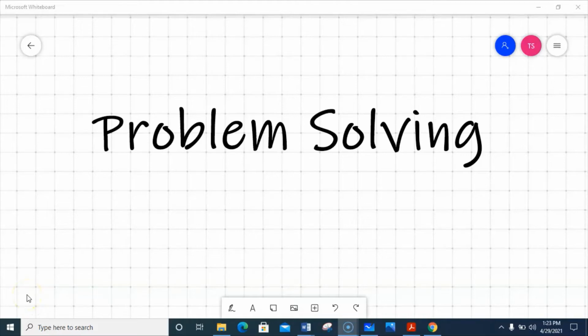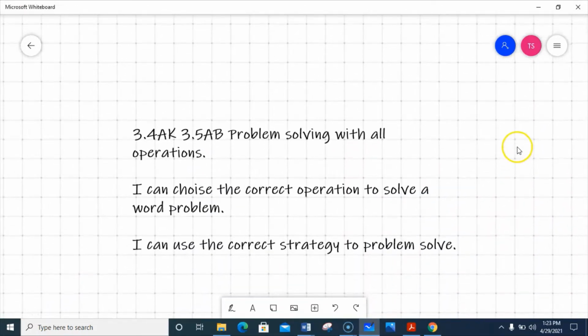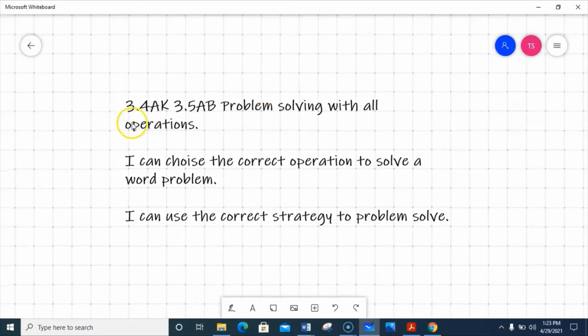We're going to be talking about problem solving today, and a wide variety of skills, really. We're going to be talking about 3.4 A and K and 3.5 A and B. That's problem solving with all operations, basically. And the I can statements are: I can choose the correct operation to solve a word problem, and I can use the correct strategies to problem solve.